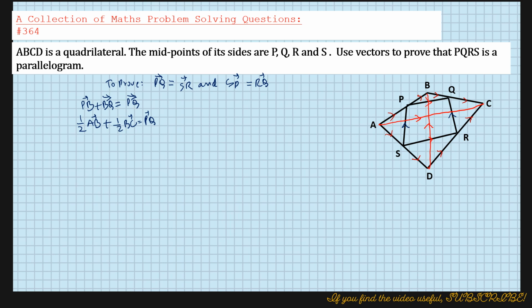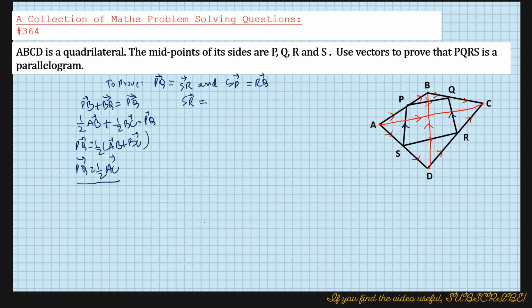So that's what we do. Half AB plus half BC is PQ, or we can write PQ equals half times AB plus BC. Now AB plus BC is AC, so PQ equals half AC. So that's PQ.